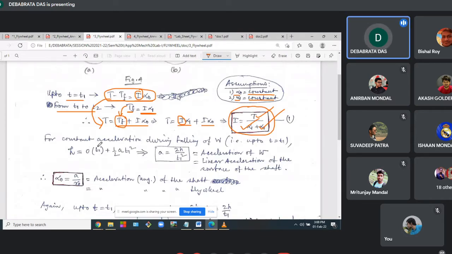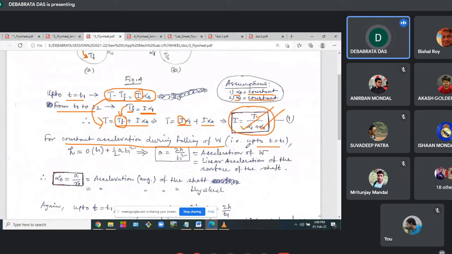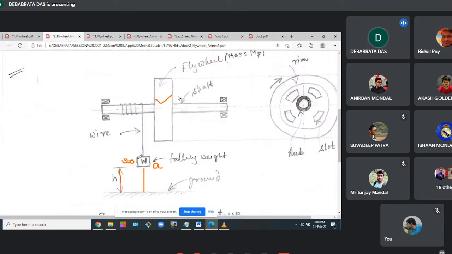So that we can write for constant acceleration during falling of W, that is up to t equal to t1, h equal to ut plus half at1 square, u is 0, t1 is the time taken to reach the ground. So what is A? A is twice h by t1 square. That is the constant acceleration of the falling body, right?